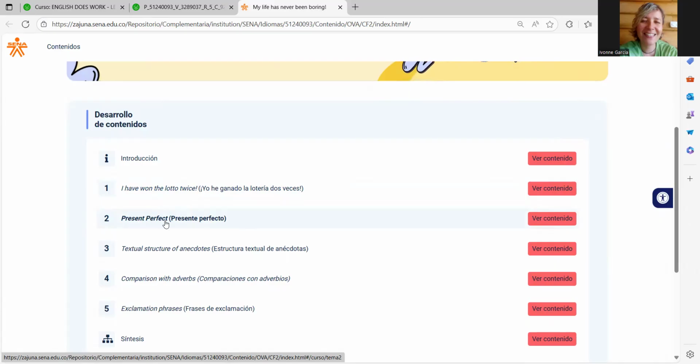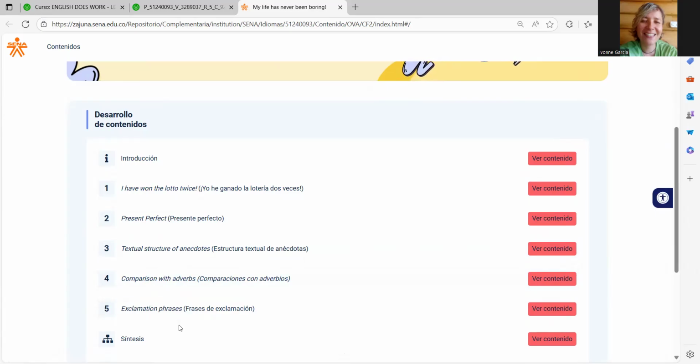In which situations? So here we have textual structure of anecdotes. Remember that in the last activity you are going to talk about a story, something similar. And here we have some comparisons with adverbs and the exclamation phrases. So today we are going to focus on the present perfect. So please go to the platform and look for this information.